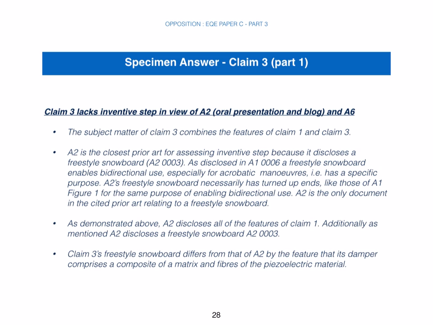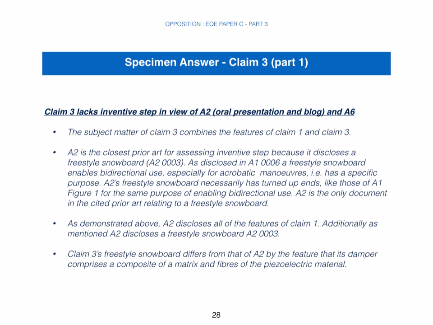Claim 3 lacks inventive step in view of A2, oral presentation and blog, and A6. The subject matter of Claim 3 combines the features of Claim 1 and Claim 3. And the argument begins. A2 is the closest prior art for assessing inventive step because it discloses a freestyle snowboard, A2 paragraph 3. As disclosed in A1 paragraph 6, a freestyle snowboard enables bidirectional use, especially for acrobatic maneuvers. That is, it has a specific purpose.